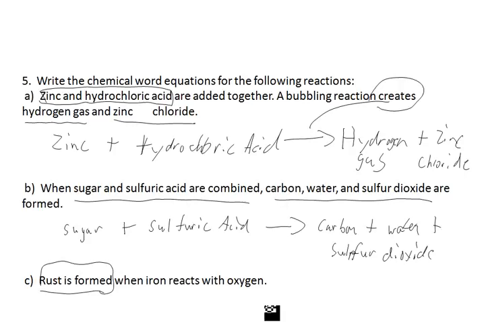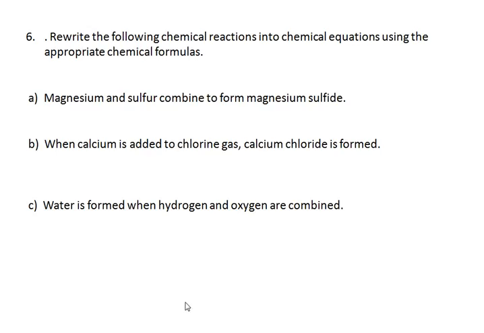And just so you know, rust is iron oxide, the chemical name for rust. So that was formed, rust. And what were our reactants? Iron plus oxygen. So these were our word equations. Let's do the next one.